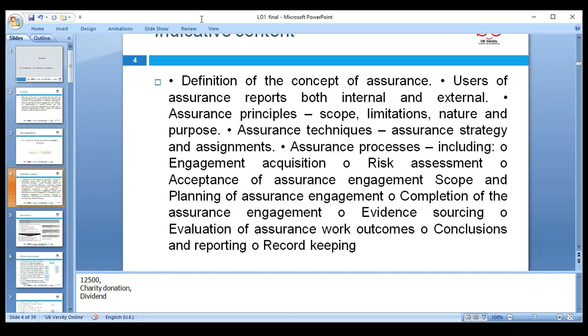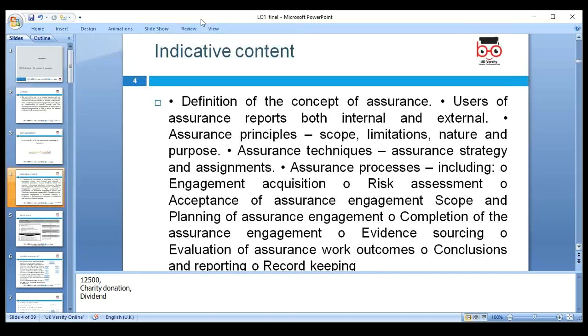Please share your experience. The inductive content, the key terminology we are supposed to learn today: the concept of assurance, users of assurance reports, internal and external, assurance principles, limitations, scope, purpose, why, the different techniques and strategies we can use, assignment acceptance, risk, engagement, evidence sources, and all these, which we'll go through, and why we need to keep records while reporting.